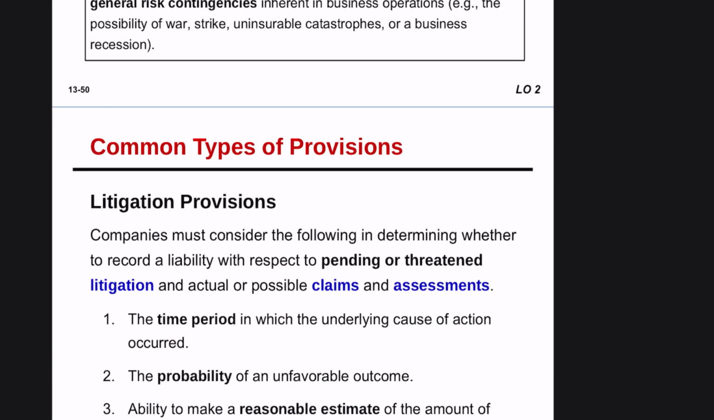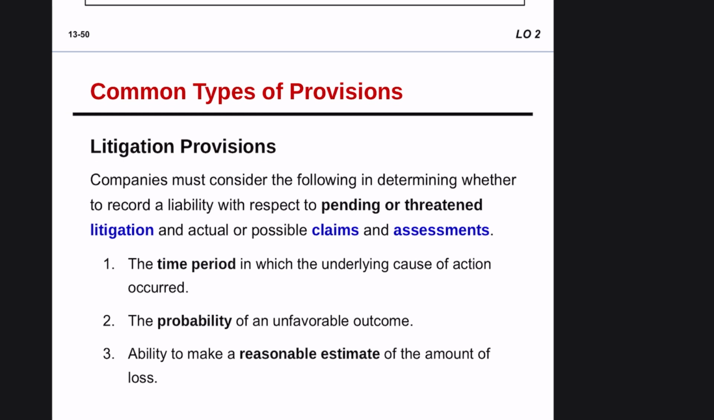Okay, so the first type of provision is the litigation provision, which is when a company sues another company or files a claim. The company must consider the following in determining whether to record a liability with respect to pending or threatened litigation and actual or possible claims and assessments. To recognize the litigation provision, three conditions should be met. The first one is the time period in which the underlying cause of action occurred, which is, past events have created this litigation.